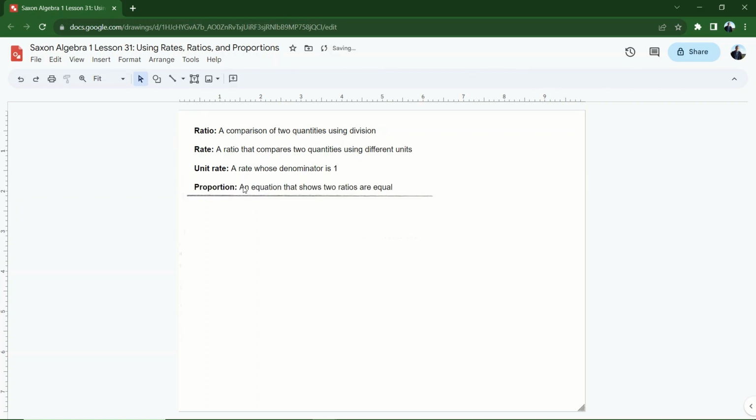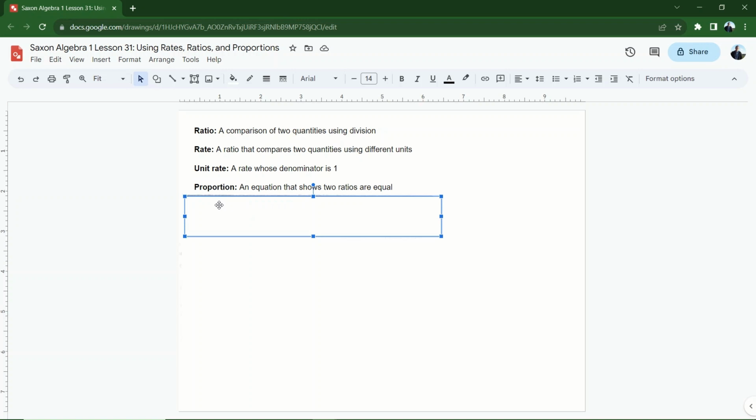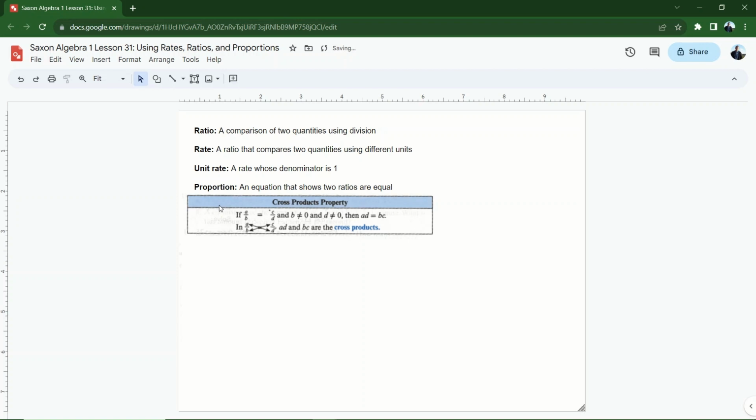And then lastly, this is probably a new one for us. You've probably done this before, but just not in this class. A proportion is an equation that shows that two ratios are equal to one another. Now, we have one little hint on how to solve proportion problems. Anytime we have two ratios with an equal sign, this only works if you have two ratios on either side of an equal sign. Do not use this if we have an expression where two fractions are being multiplied together and there is no equal sign. This will not work. This only works if we're dealing with two fractions on either side of an equal sign.